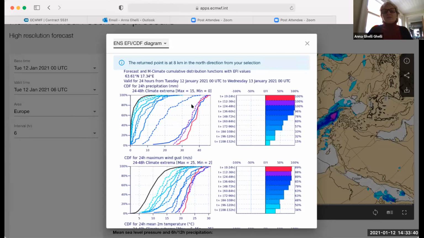For different forecast ranges, the red one being the closest to us, so the latest forecast range. And we have the black line, which is the climate. So the black line indicates the climate for that specific location, which we had looked at, which was in the north of Europe. So you see all the forecasts are very close to the climate line, the distribution. So the EFI is indeed not very big.